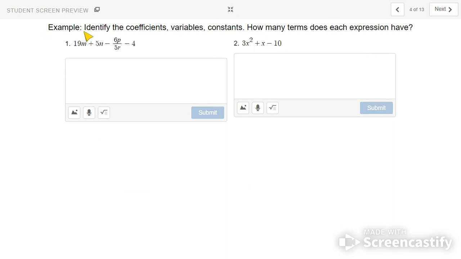So let's do this example here. Identify the coefficient, the variables, and the constant. How many terms does each of these expressions have? So just a reminder, a term is separated by the operators plus or minus or an equal sign. So when I look at here, I have one term, two terms, three terms, and four terms. Now this one looks like it might have more than four terms, but this is a fraction. So because it's a fraction, we still consider this one term.